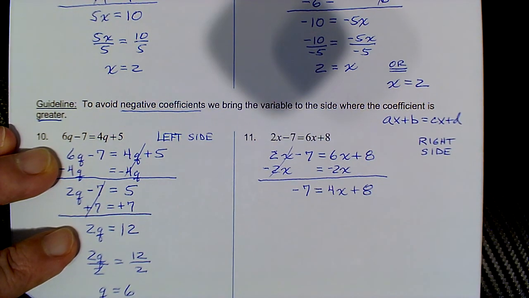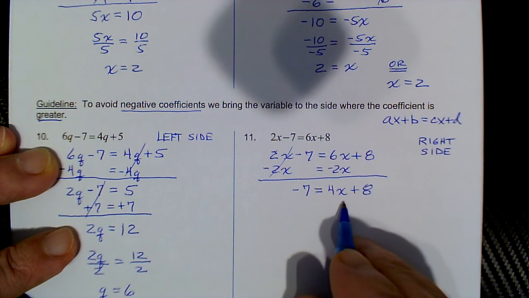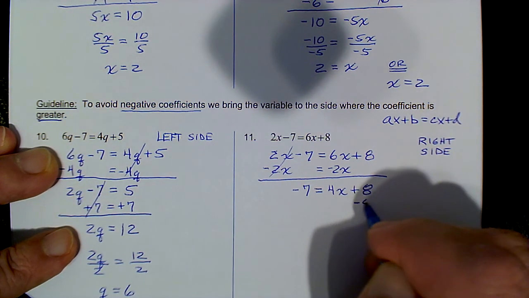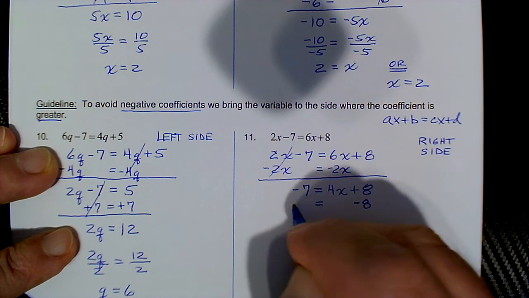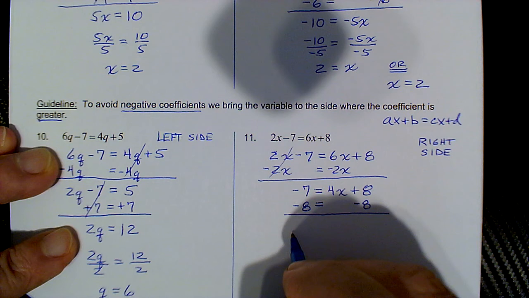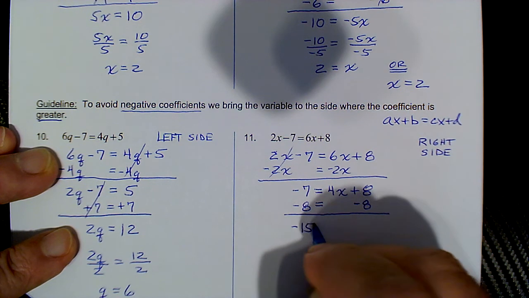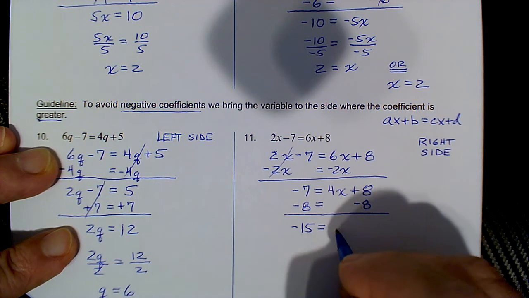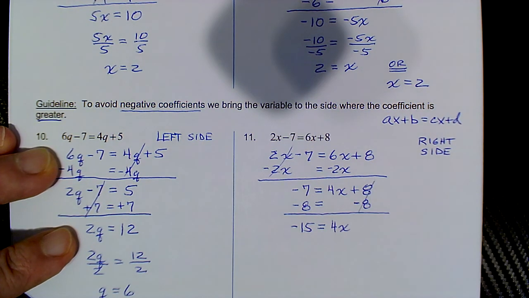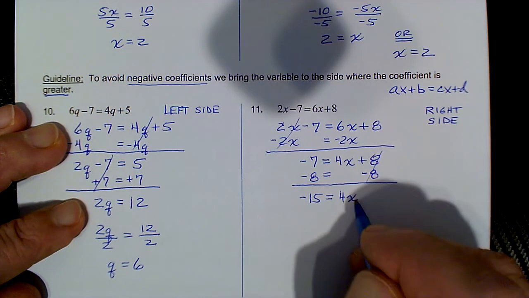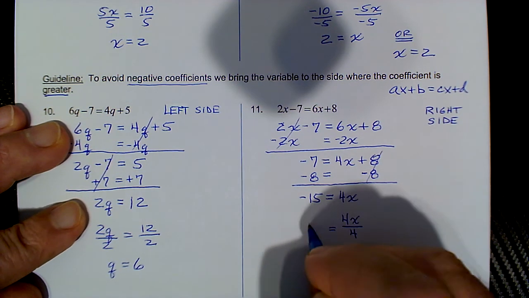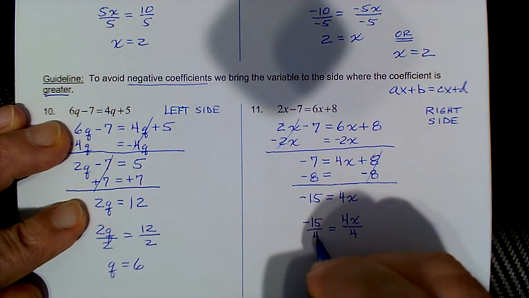Okay, and then at that point, we've got the variable on the right, so we want to bring the constants to the left. We want to move the positive 8 by adding the opposite or subtracting 8. And combining negative 7 and negative 8, we get negative 15. Line up the equals, bring down the 4x, and the 8's go away. And now we divide by 4, the coefficient of x. So the negative 15 is divided by 4.